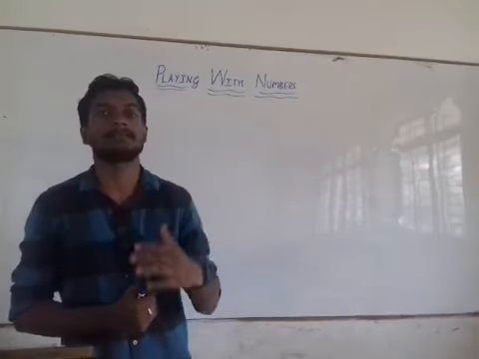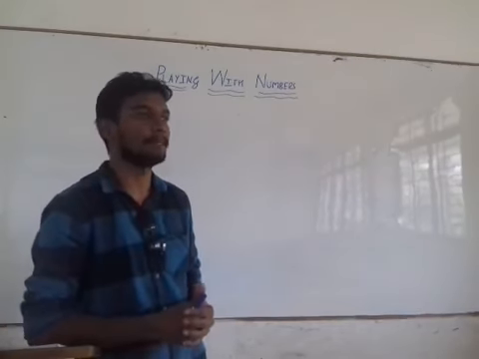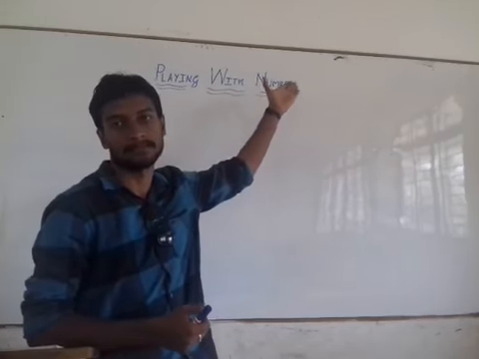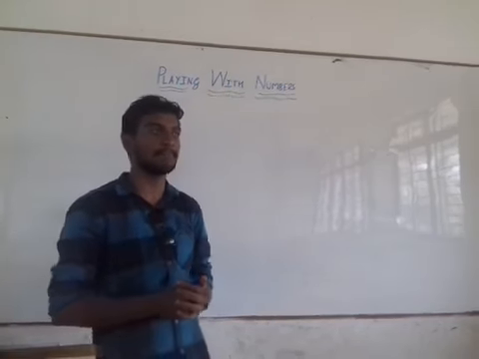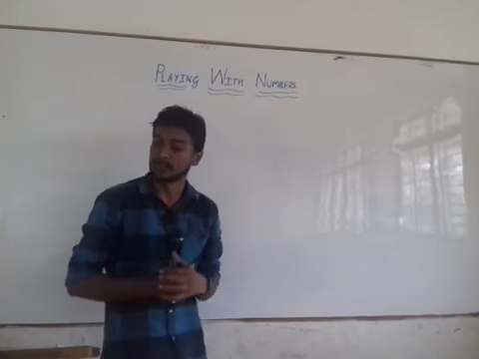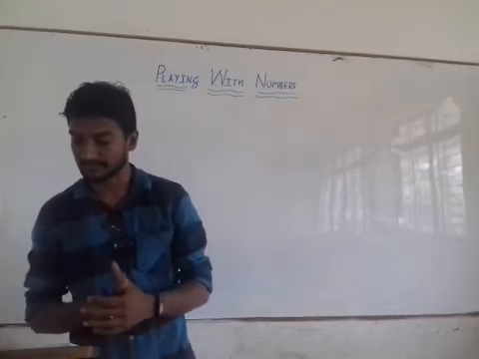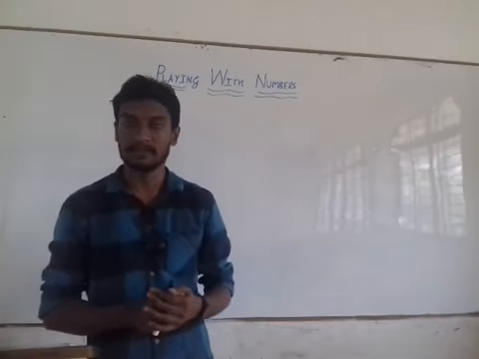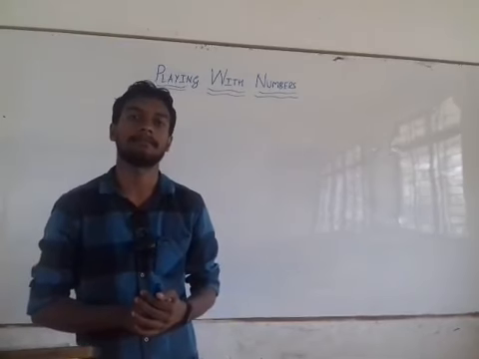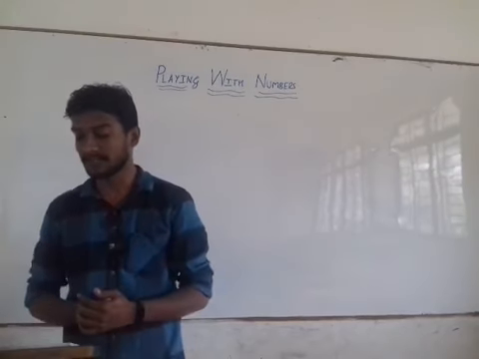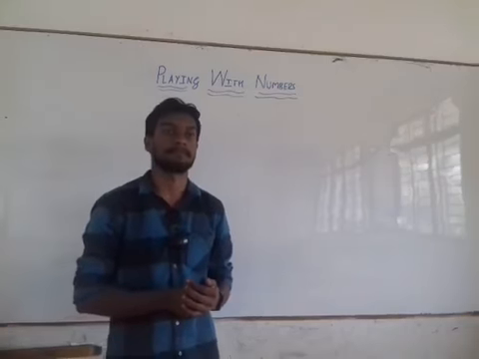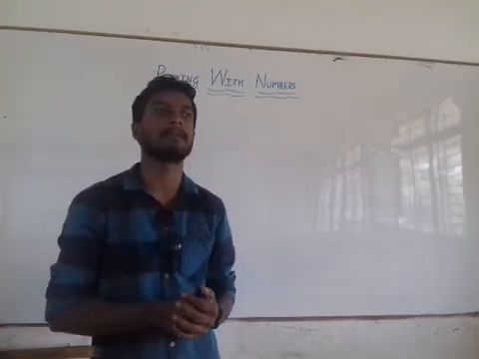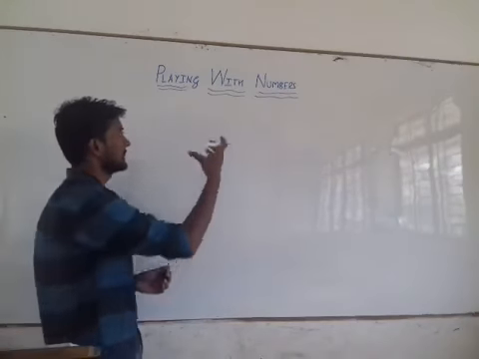Before starting the chapter, the name itself says playing with numbers. So before playing with the numbers, we should know what a number is. If you know the definition of the number, then we can play with them. A number is a mathematical object used to count, measure and label. So already you know the number.